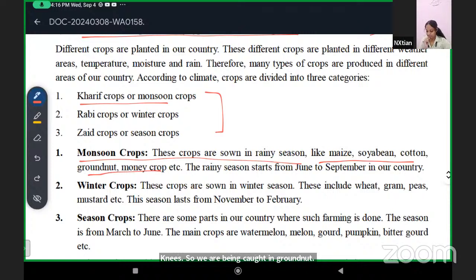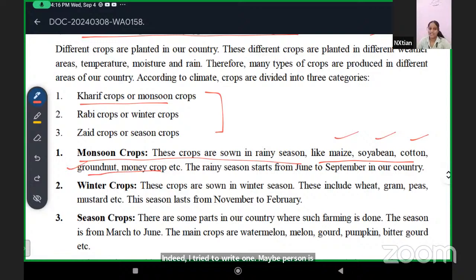I know what money plant is, but what's a money crop? I think maybe it's money plant. But money plant is not a crop. Then why did they write money crop? Maybe they tried to write monsoon crop. Maybe it was some misprint. But the major ones are maize, soybean, cotton, groundnut, etc.